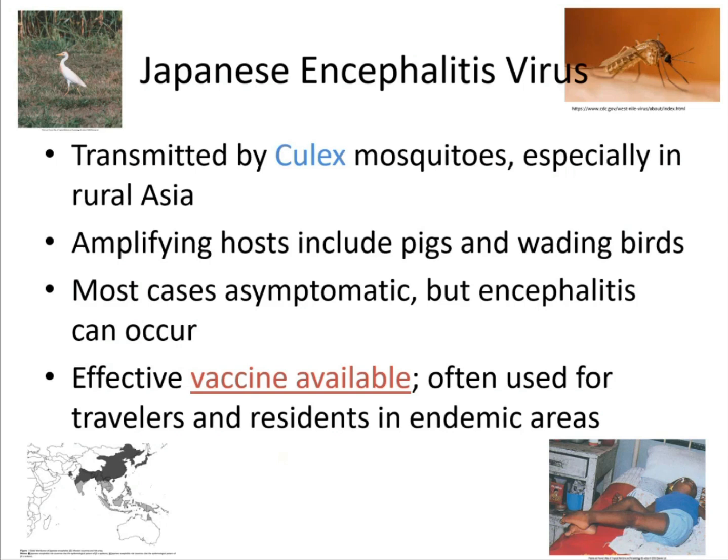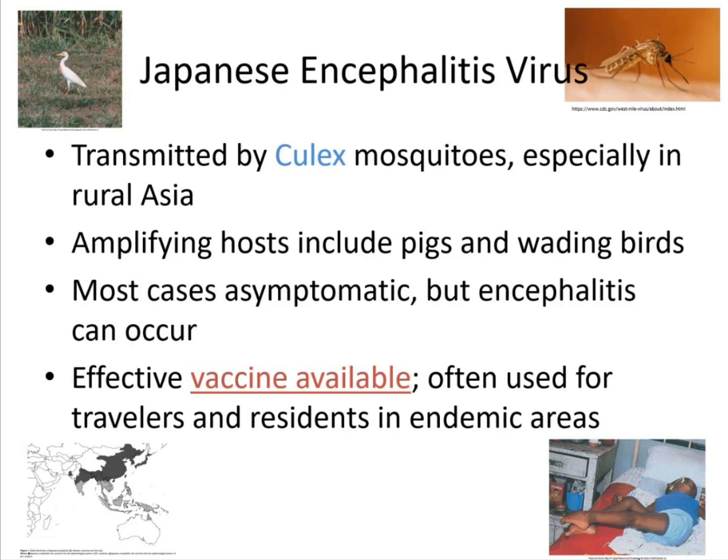There can be amplifying hosts like pigs and wading birds. Most cases are asymptomatic, but encephalitis can occur. This also has a very effective vaccine. Again, travel clinic vaccine sometimes for people that are going to travel for long durations in endemic areas, not short term.